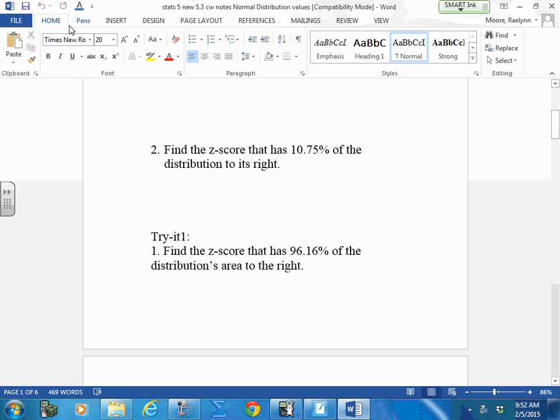And we'll move on from there. We had to find the z-score. Well, I know we did this in class. We'll just do it again. That has 10.75% of the distribution to the right.